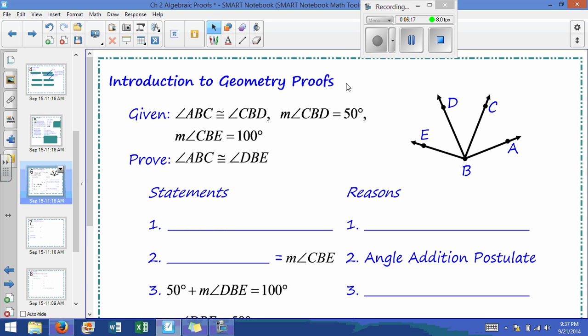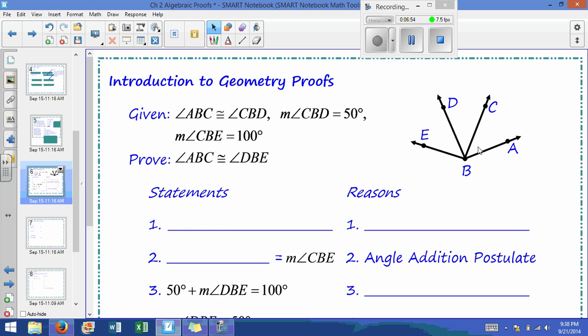So like I said, we're mainly doing algebraic proofs, but the second day we work on algebraic proofs, we're going to introduce some geometry. So here's a little forward step for you. What I'm given is my problem. So what I know is that angle ABC is congruent, that's the congruent sign, to CBD. I know CBD is 50 degrees, and I know CBE is 100. What they'd like me to prove is that ABC, this guy right here, is congruent to DBC. So the two outer ends are congruent to each other.